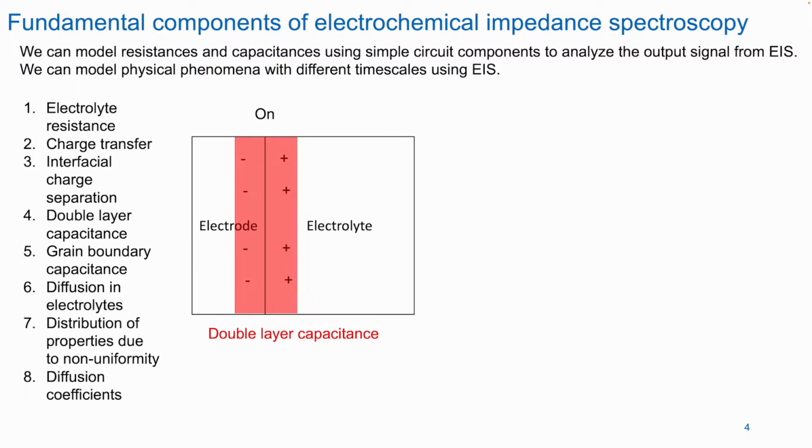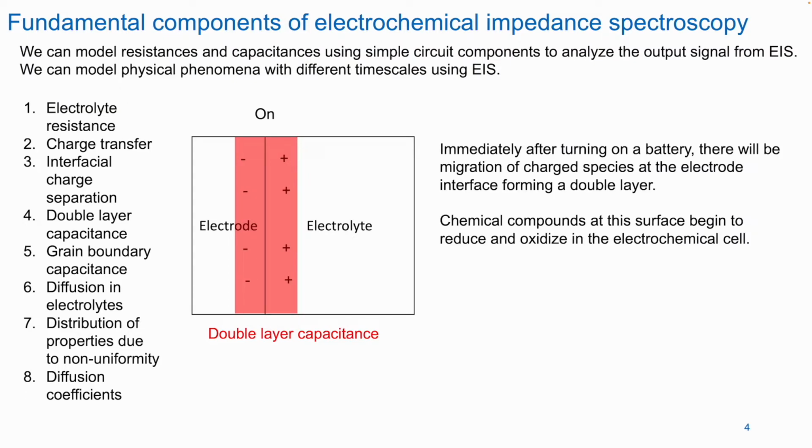For the case of lithium-ion batteries, once the circuit is closed and we have turned on the battery, there will be a migration of charge species at the electrode interface. This forms a double layer of charges, and chemical compounds at this interface will begin to reduce and oxidize in the electrochemical cell.